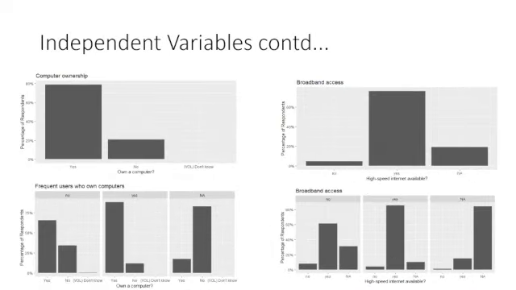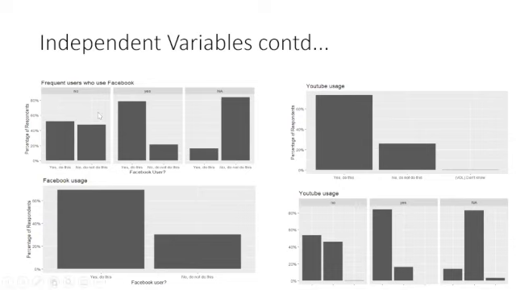And just a quick look at our logical variables. Computer ownership: 80% of our respondents do have computers. However, we see that hardly 60% of our non-frequent users own computers. And broadband access as well, it's kind of intuitive. If they have broadband, maybe they are using it more frequently, but that's not the case, because only 60% of the non-frequent users are using broadband.